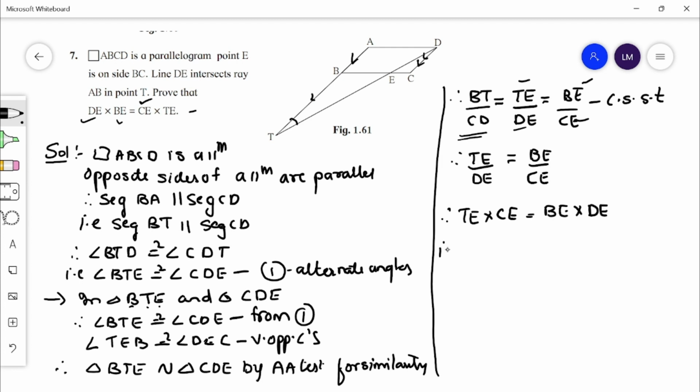Right? That is, in a similar way as it is in the question, we will write DE into BE is equal to CE into TE. This is the final answer. Hence proved.